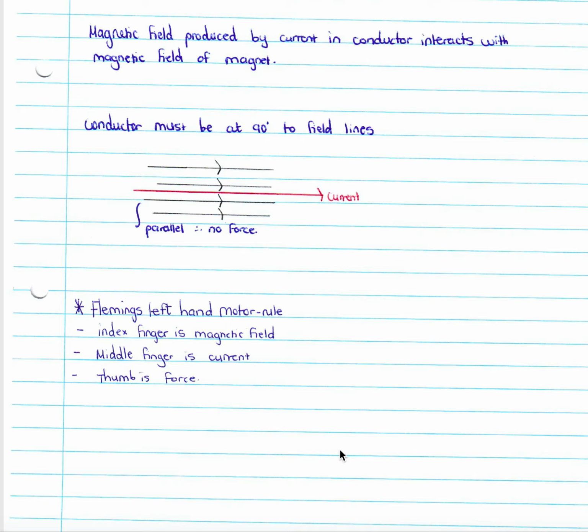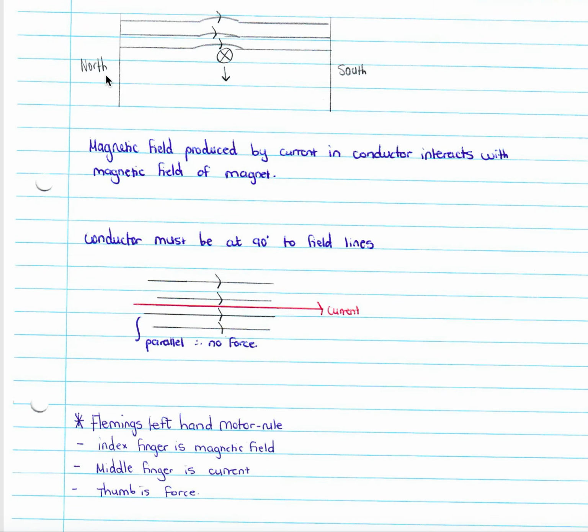Our index finger on our left hand is the magnetic field between the magnets. Our middle finger is the current, so we simply point our index finger, in this case from left to right, our middle finger away from us, and we can see that our thumb, which is indicative of the force, points down, and therefore we know the force on the wire is down.